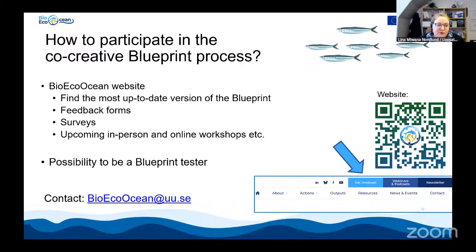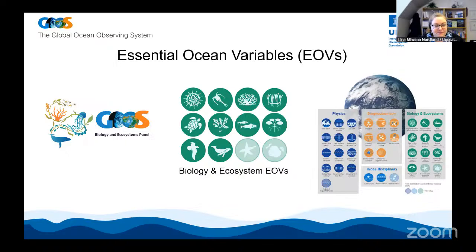But first, I want to say a few words about essential ocean variables. So the Global Ocean Observing System at IOC UNESCO has a couple or 3 panels with different essential ocean variables. And the idea behind the essential ocean variables is that they can describe a lot about the ocean. They're collecting primary data.